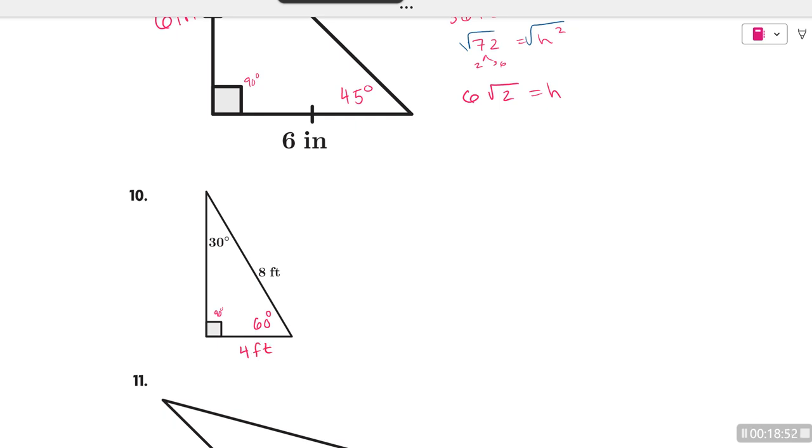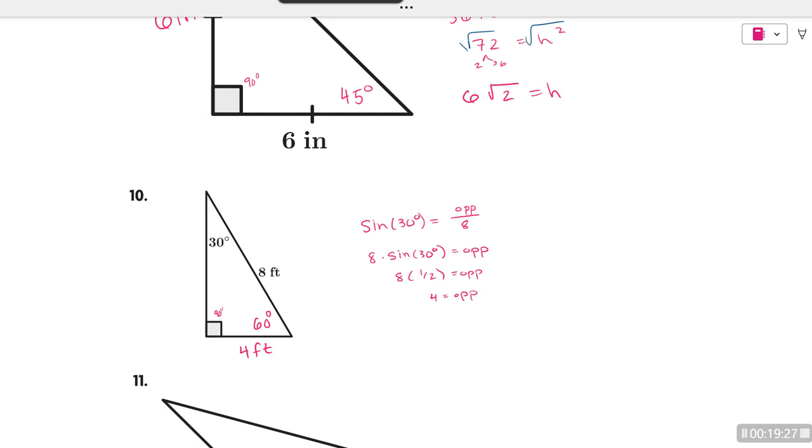If we want to double check that with trig, we certainly can. So let's do sine of 30 equals opposite over 8. So if I want that opposite by itself, I do 8 times sine of 30 degrees equals my opposite side, which gives me 8 times 1/2, or 4.